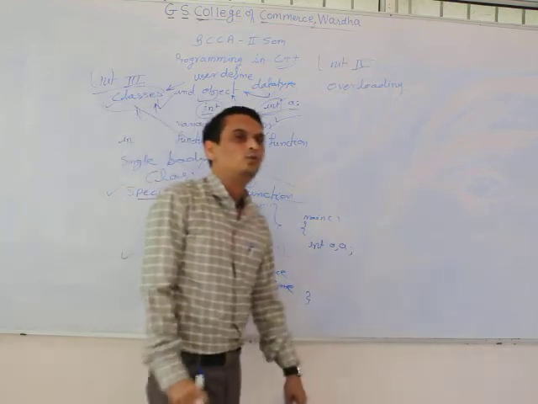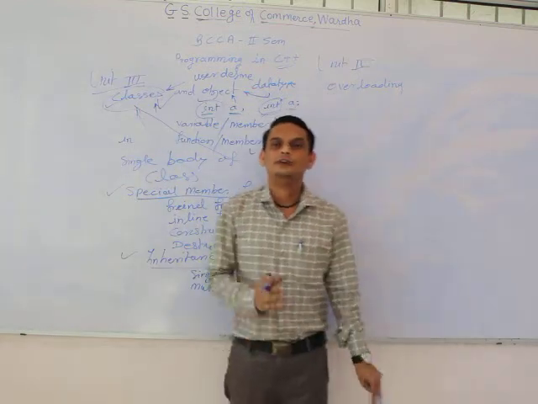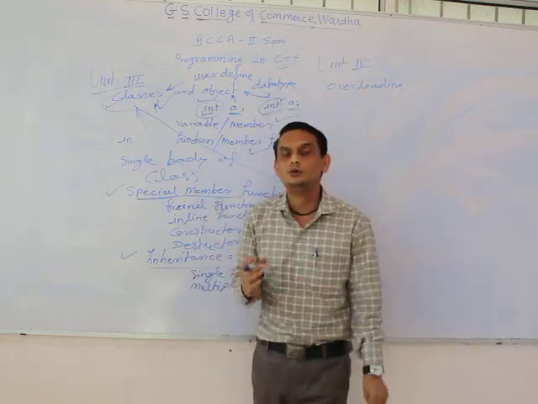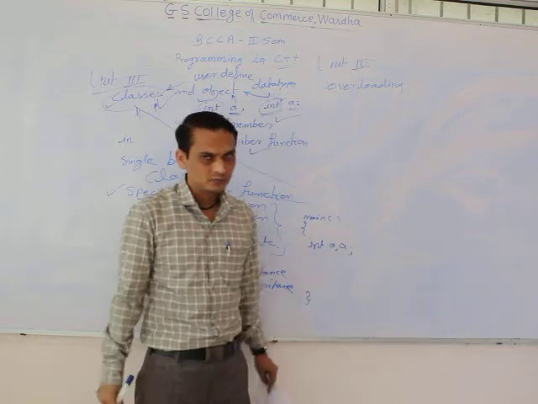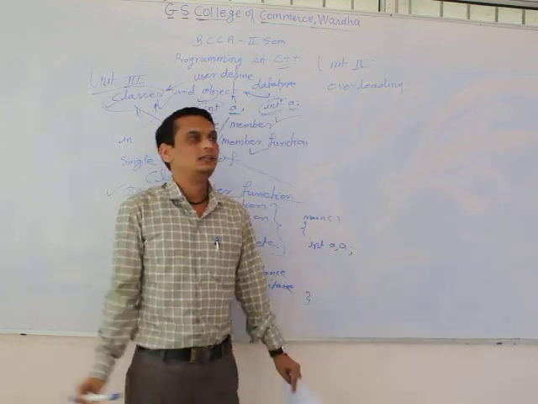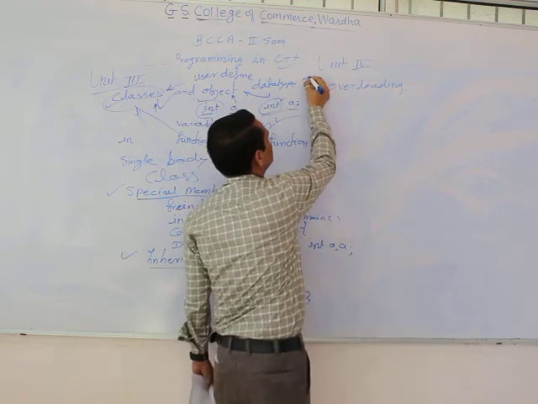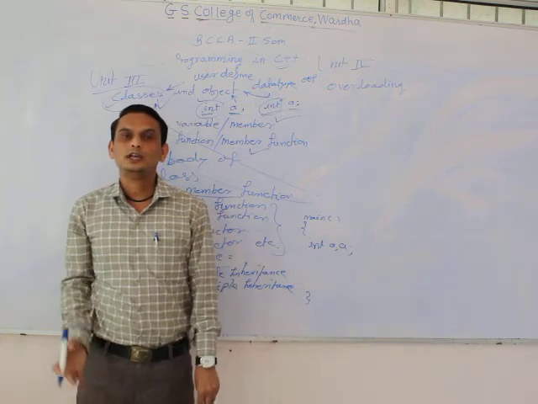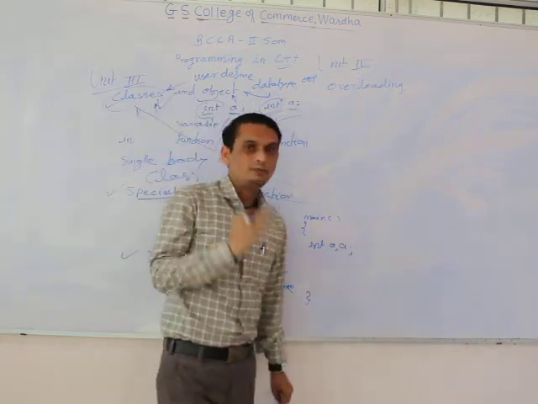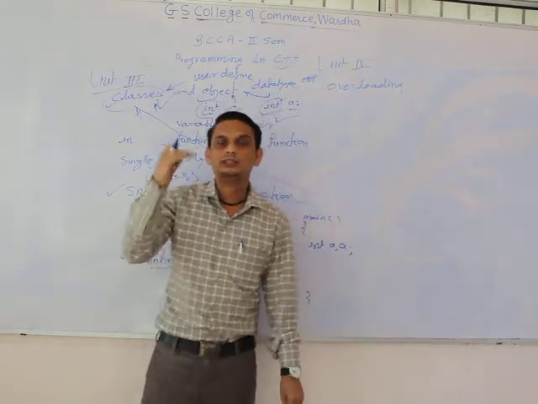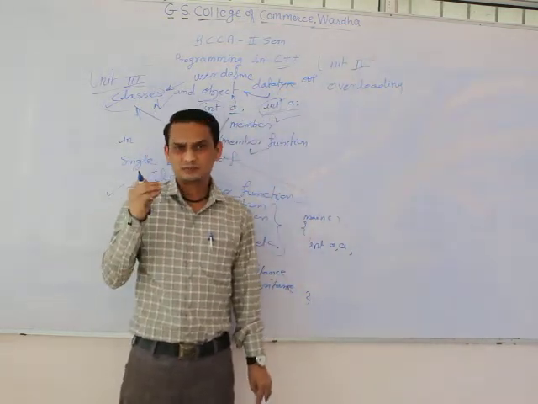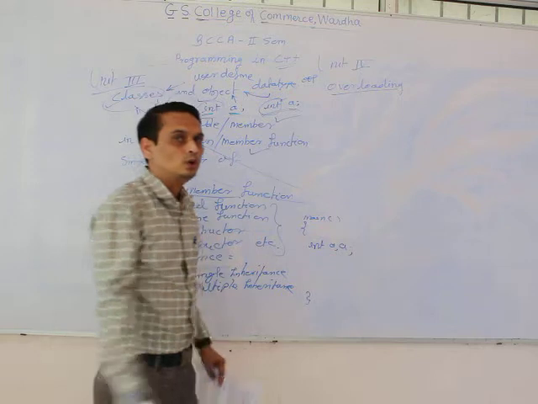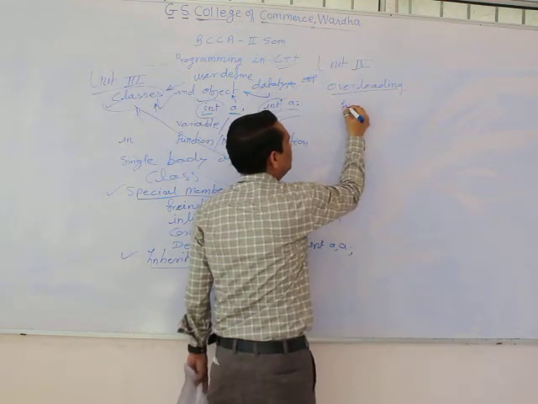But sometimes we need to declare functions with the same name in a single scope. This type of feature is added in OOPS, or programming in C++. That means we can use a same-name function in a single scope, and that feature is called overloading. So we will discuss function overloading.